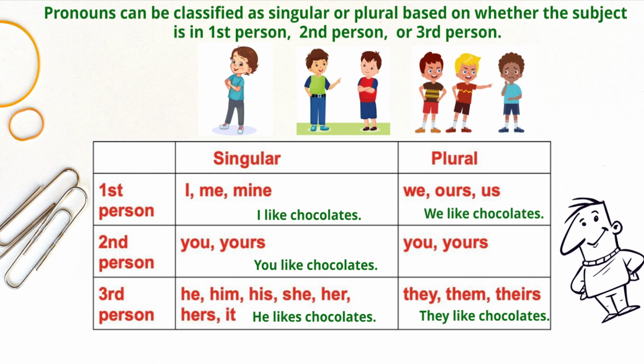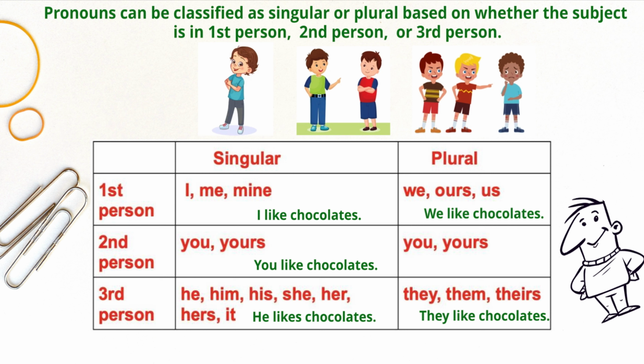Pronouns can be classified as singular or plural based on whether the subject is in first person, second person, or third person. In the first picture, you can see that boy is pointing at him. That means he is talking about himself, he's pointing towards himself. So he is the first person.